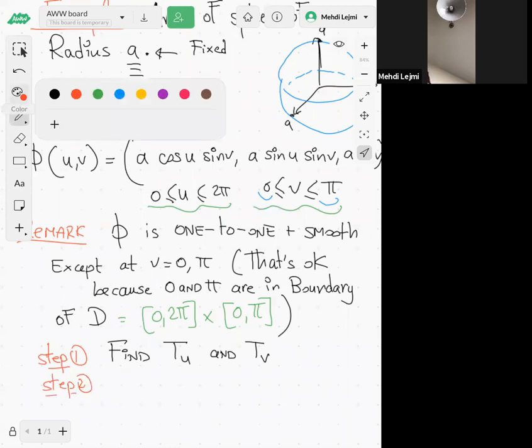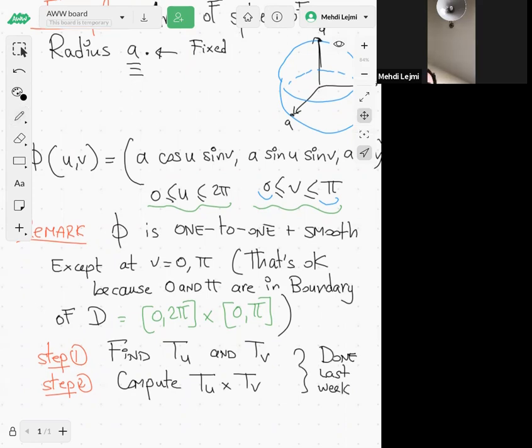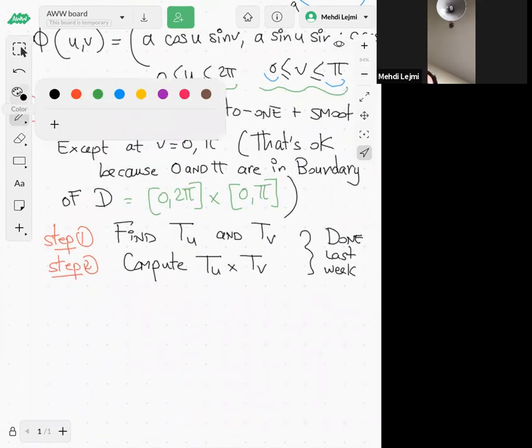So step 2 would be to compute T_U cross T_V. Again, this was done last week, except that now the radius is a general number. a is not necessarily 1, it's just a constant, so I'm going to just keep the constant here, and I'm going to write down the answer. I have the answer for this.